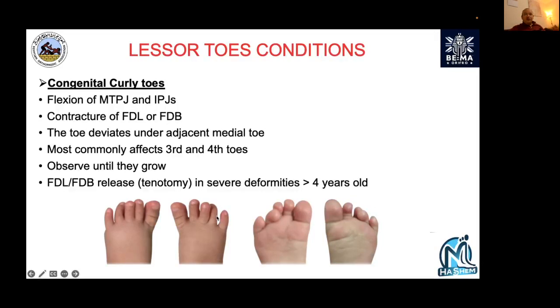So rather than overlapping, as we agreed before, the curly toe is underlapping. Because it's underlapping, again, it's more powerful flexion than extension. And if the patient starts to complain, easily go here and do a tenotomy of the flexor tendon, and the toe will be corrected.